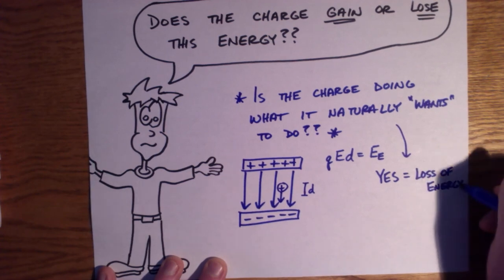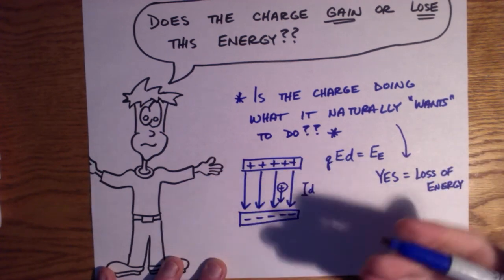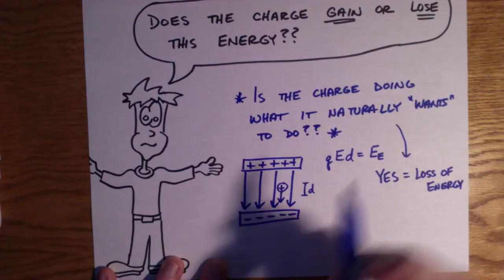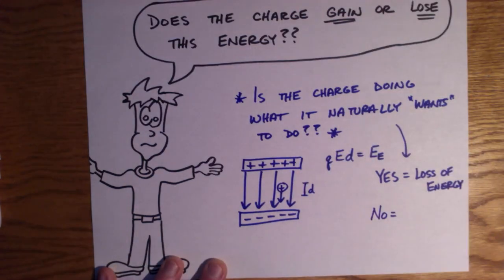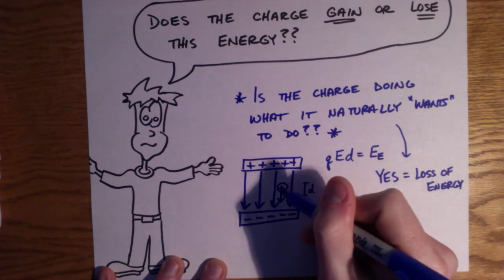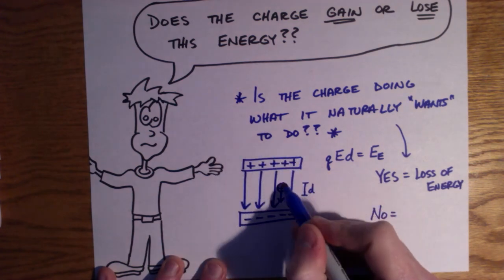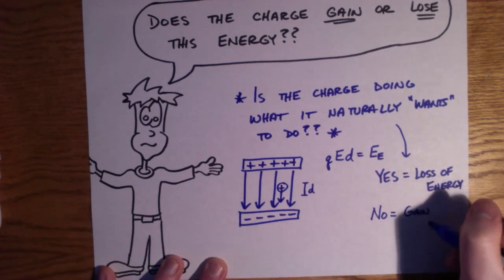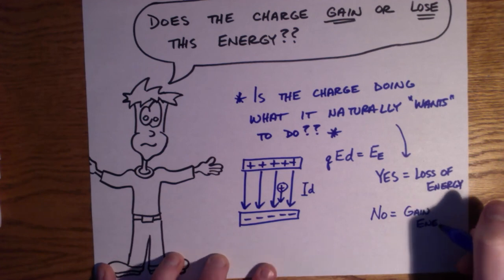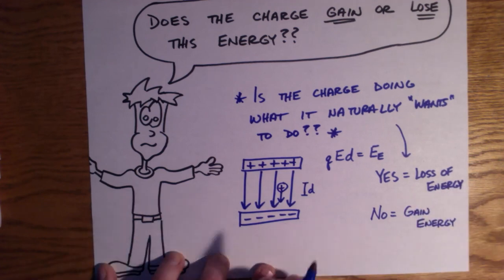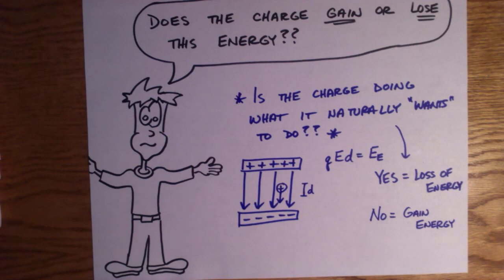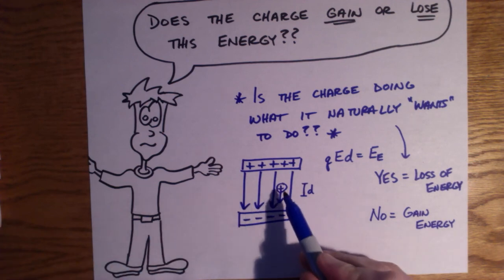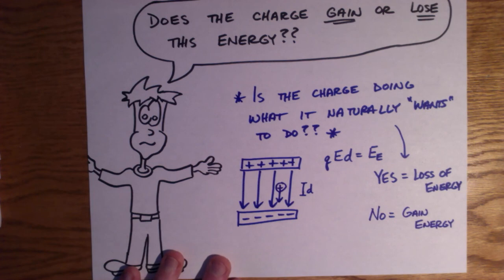All right, think about a mass in a gravitational field. If I were to take that mass and raise it up towards the ceiling, it's not actually doing what it naturally wants to do. Just like if I took this positive charge and moved it in the other direction, bringing it closer to a positive plate, that is not what it naturally wants to do. So it's gaining energy. Much like raising a mass towards the ceiling, where it doesn't naturally want to be, gives it an increase in gravitational potential energy, taking a positive charge and moving it towards a positive plate will also result in a gain of energy because it's not doing what it naturally wants to do.